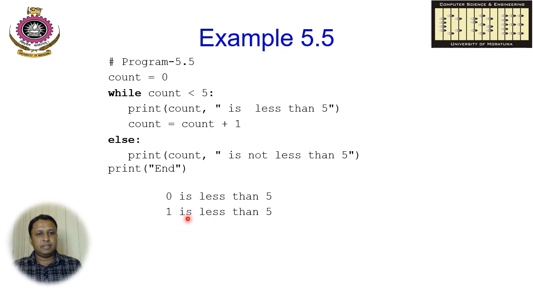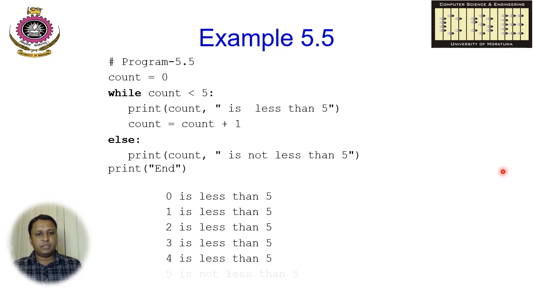The second step, it is 1, it is still less than 5. Third step, 2 is less than 5. Fourth step, 3 is less than 5. Fifth step, 4 is less than 5. And when it reaches 5, then this condition becomes false, and then it comes out of the while loop.